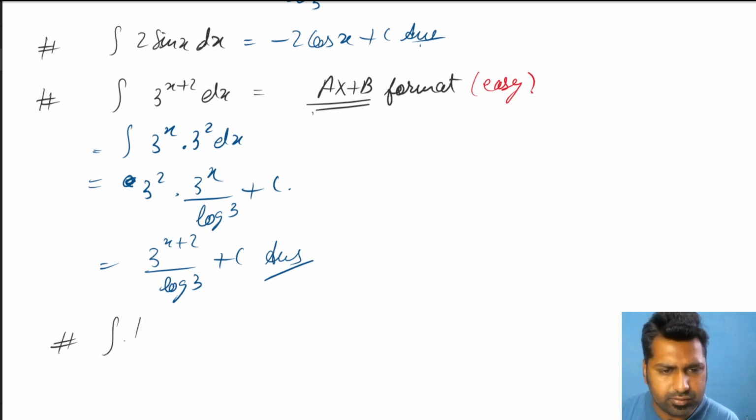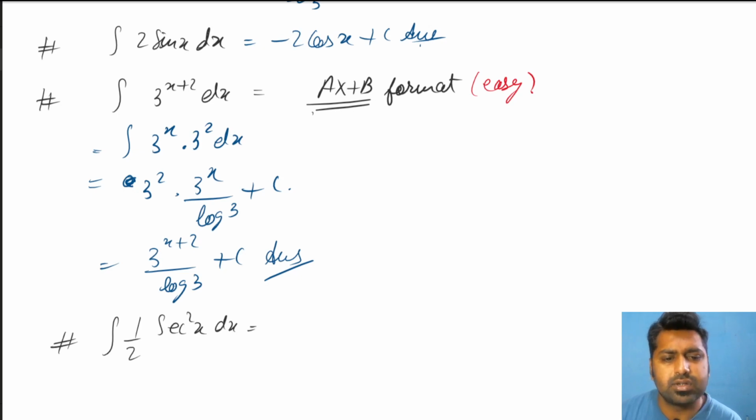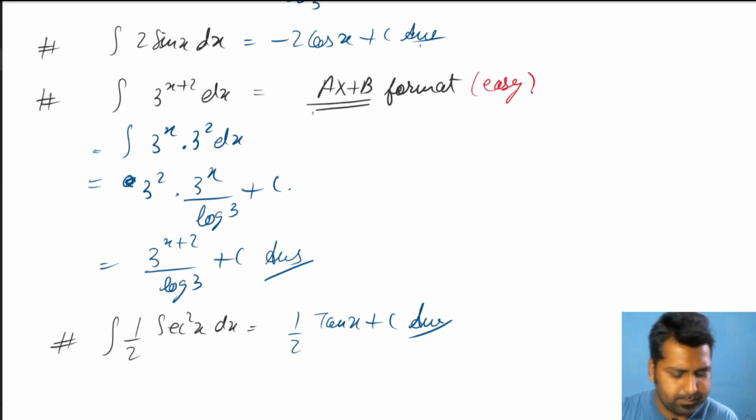Then the integration of 1 by 2 sec square x dx. So 1 by 2, leave it. Integration of sec square is tan x plus c. That's the answer.